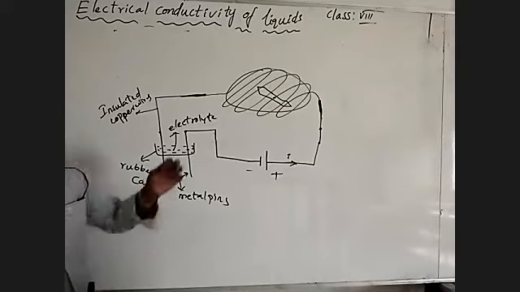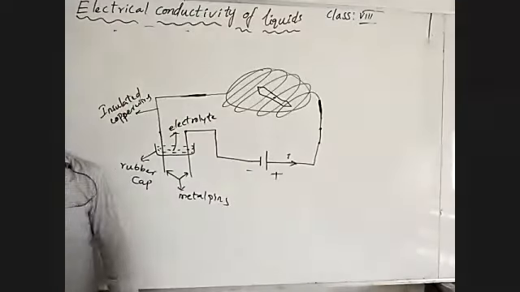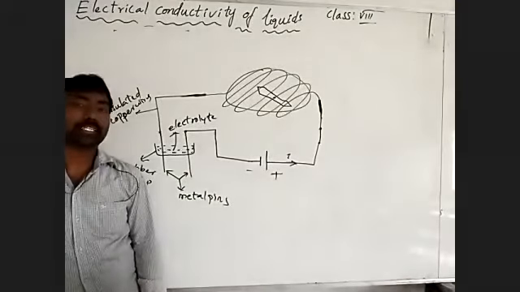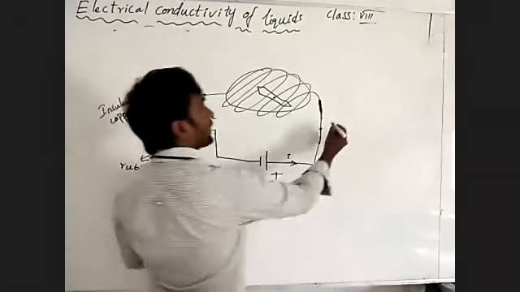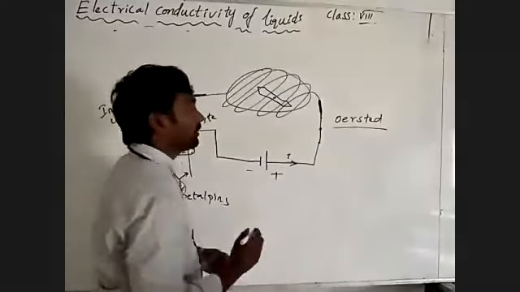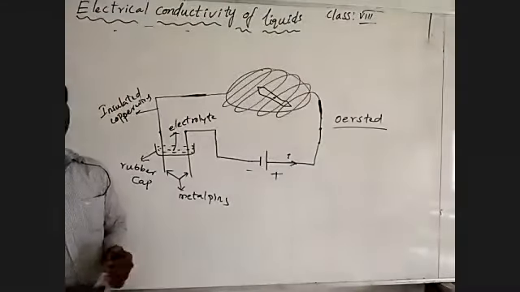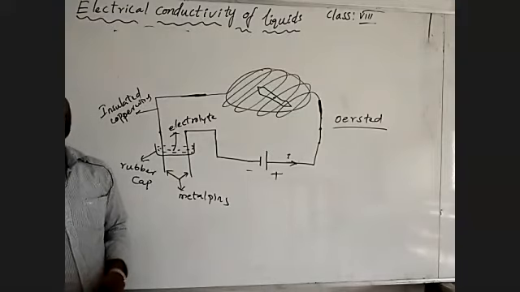Generally, it was explained that the magnetic needle deflects when electric current is passing. That was explained by Oersted. What is that? Oersted is a scientist. He said a current carrying conductor produces magnetism. A current carrying conductor produces magnetism. Why?